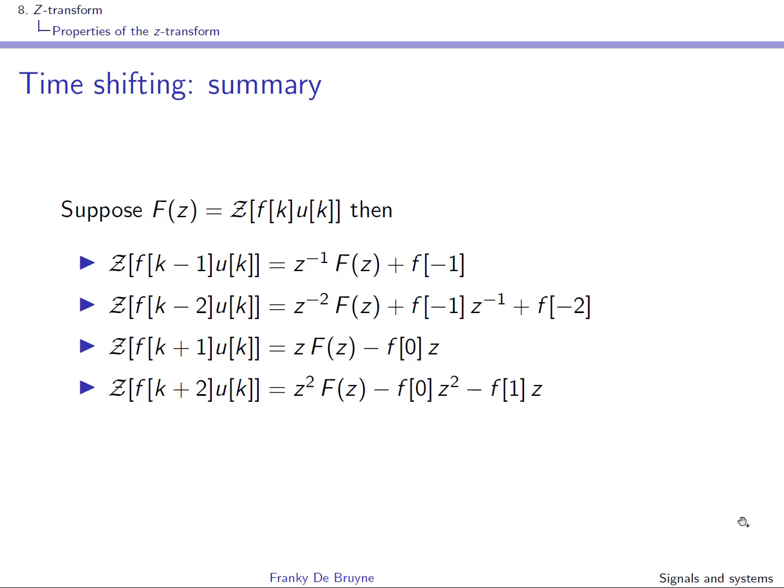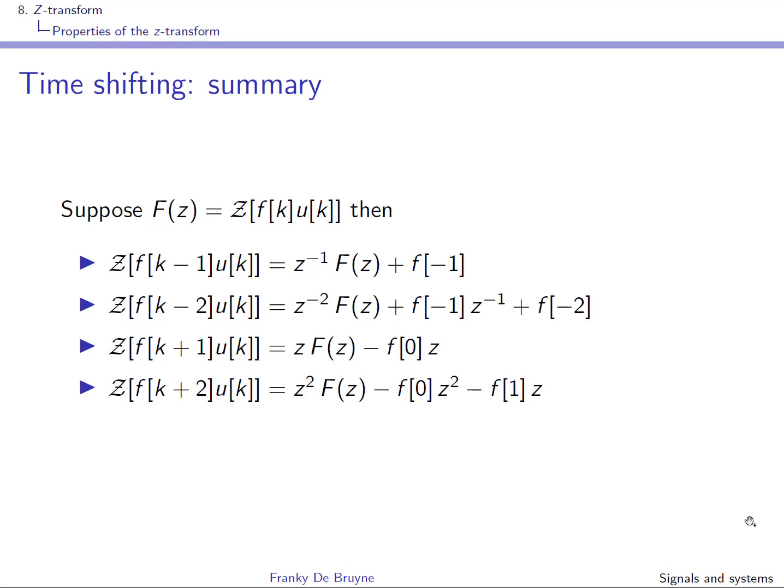Observe that if you shift a signal to the right, to compute the z transform, you need initial conditions that are to the left of 0. So for instance, if you shift by 1 to the right, you need the initial condition in f of -1, you need 1 initial condition, and if you shift to the right by 2, you need the initial conditions in -1 and -2, and you therefore need 2 initial conditions.